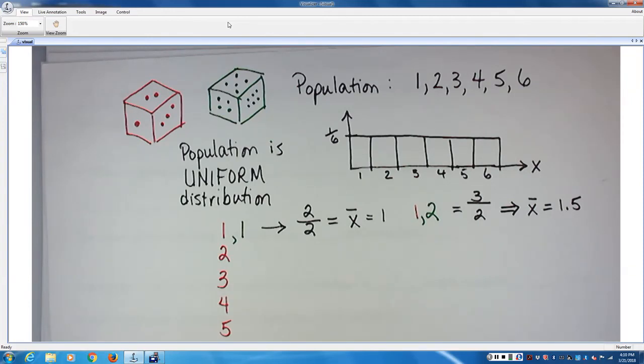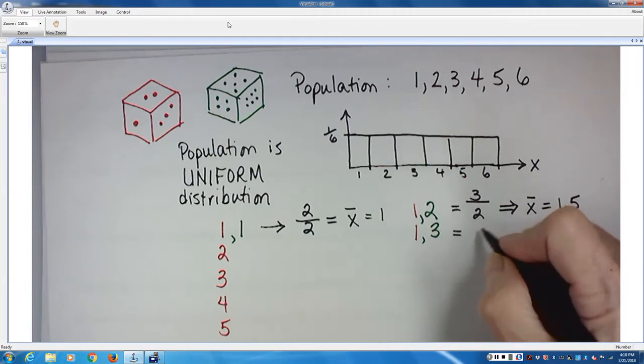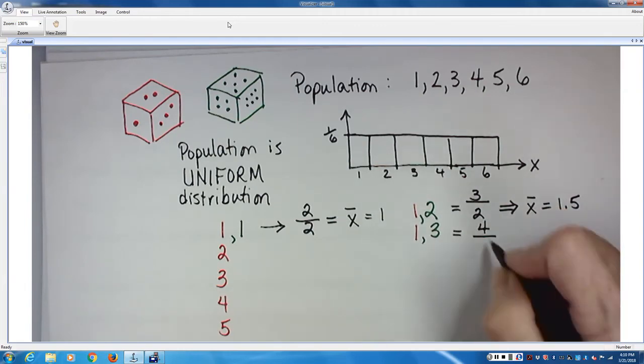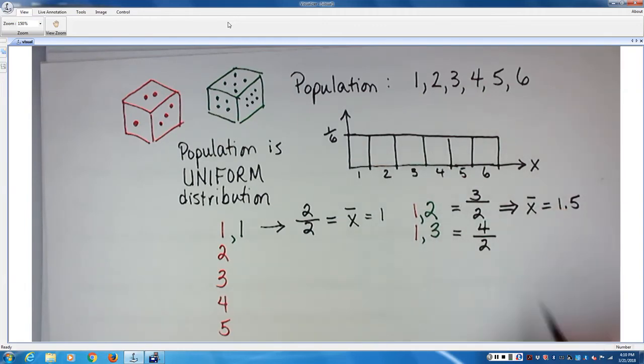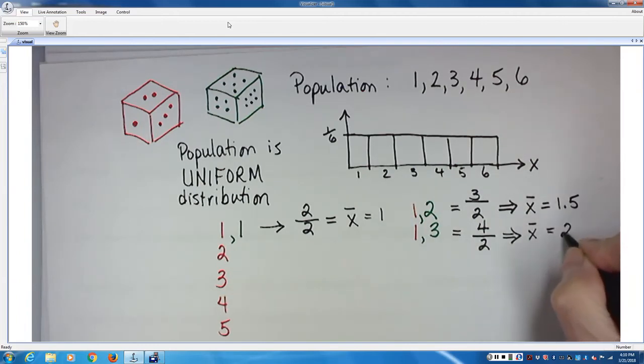And if I rolled a 1 and a 3, then that would be a roll called a 4, because 3 plus 1 is 4, divided by the 2 rolls would give me a mean of 2. Okay? Now, we could sit here and make every single possible dice roll. We could do that. We'd be here a while. Okay? We don't want to do that.